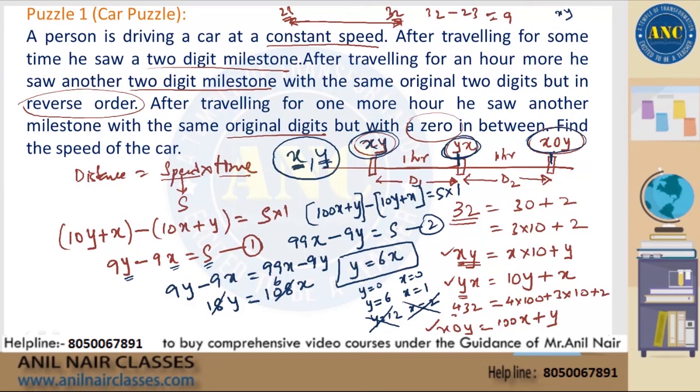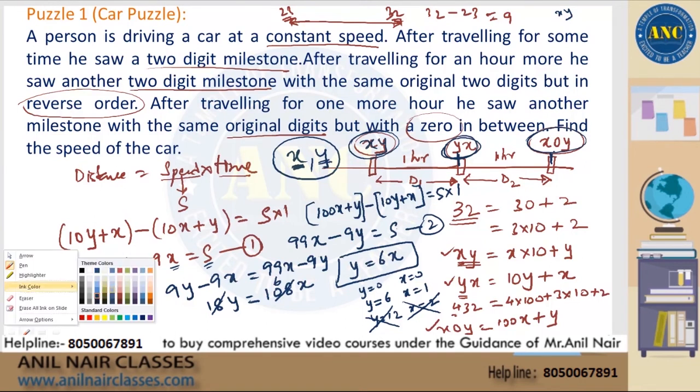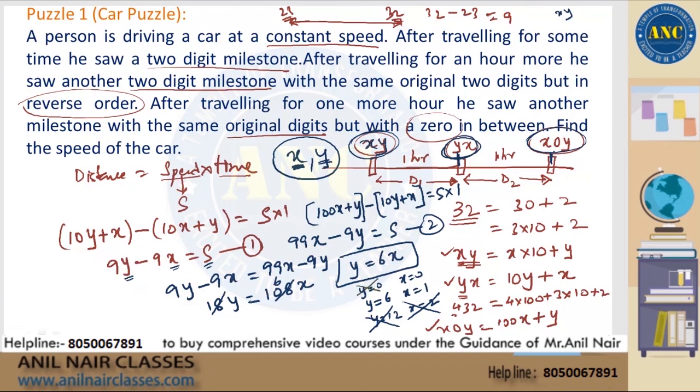So even the first situation is also not applicable. When I say first situation is also not applicable, what I mean is y being 0 and x being 0 is also ruled out. So the only solution is when x is equal to 1, y is equal to 6, because from the given problem we got a relation that y is equal to 6x. So x is 1 and y is 6 is the only solution. What does that mean to me? That means the initial milestone xy was nothing but 16. The second milestone was nothing but 61. The third milestone was nothing but 106.